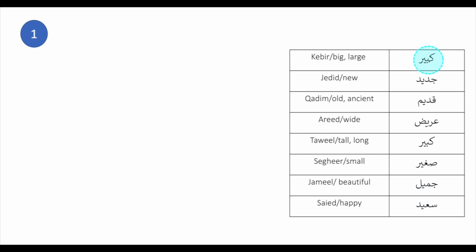What do we notice in all these adjectives? If we look closely at all these adjectives, there's something common between all of them, which is the letter before the last. In all these adjectives, the letter ya is the letter before the last. It's the common letter among all these adjectives, meaning they all come under one form. Let me read them for you.